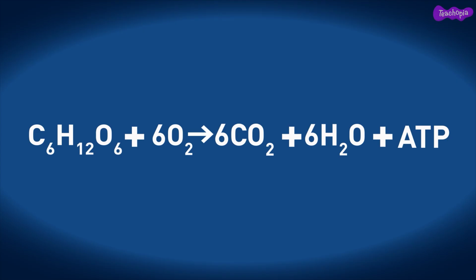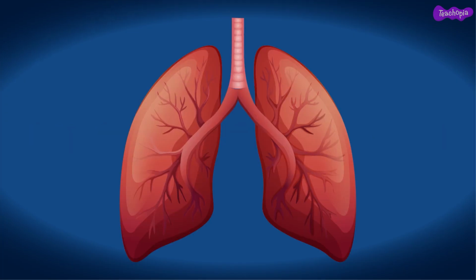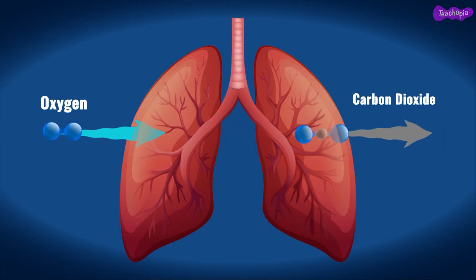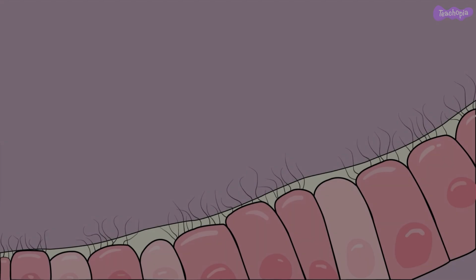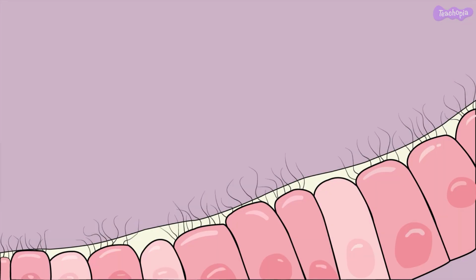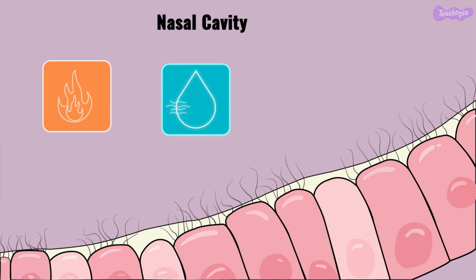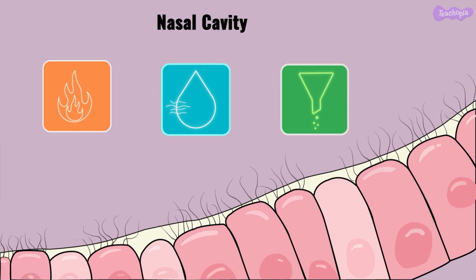Now, coming to the respiratory system. This system allows us to inhale oxygen and exhale carbon dioxide. Our circulatory system then circulates this fresh oxygen to the entire body. Now, when we inhale, the air passes through our nasal cavity. Here, the air is warmed, humidified, and filtered with the help of mucus and nasal hair.